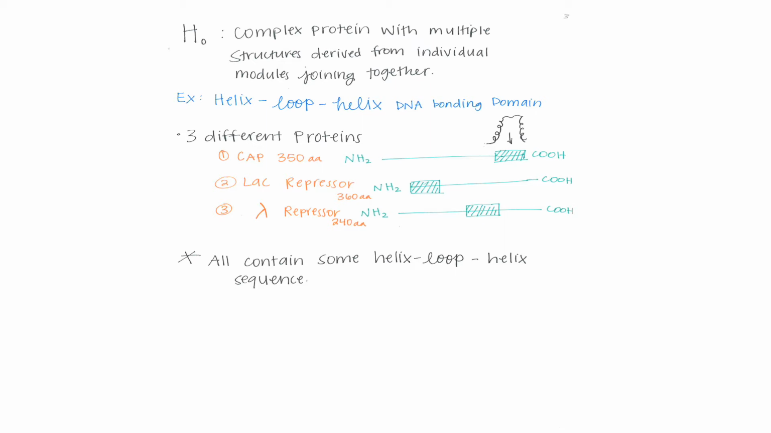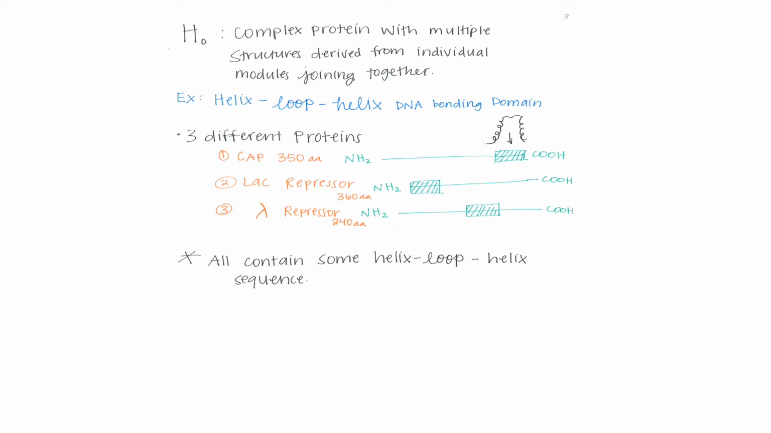One is called a cap protein. This is a 350 amino acid protein. Another is called lac repressor, 360 amino acids. And another one is called lambda repressor, 240 amino acids. These are very different proteins, but they all bind to DNA.